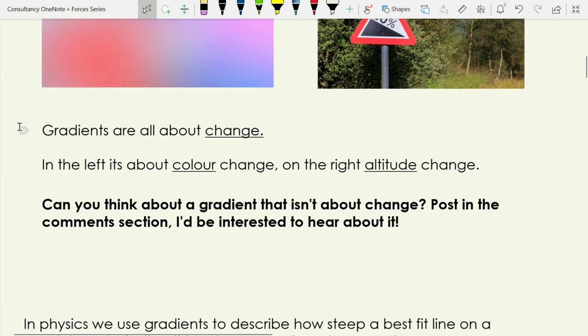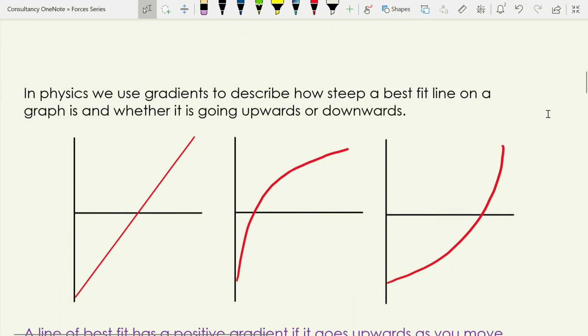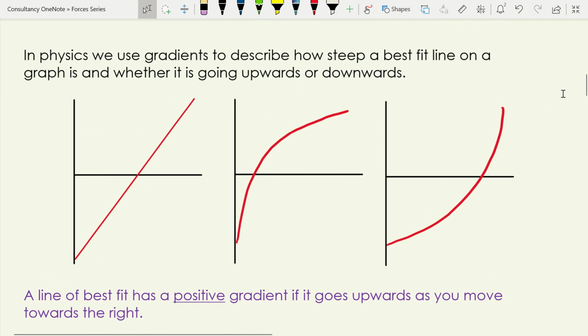So let's have a look at what a gradient kind of means and how we can describe it. So in physics, we use gradients to describe how steep a best fit line on a graph is. So very commonly, we'll do an experiment, we'll plot some data on a scatter graph, and we'll draw a line of best fit. And as part of our conclusion, we want to describe what we're seeing. And the gradient is a concept we use to enable us to fully describe what we're looking at.